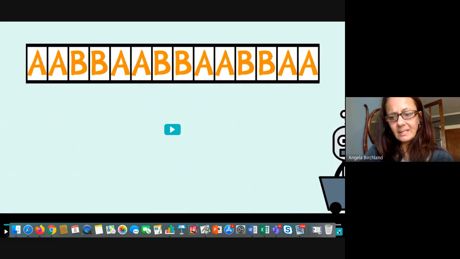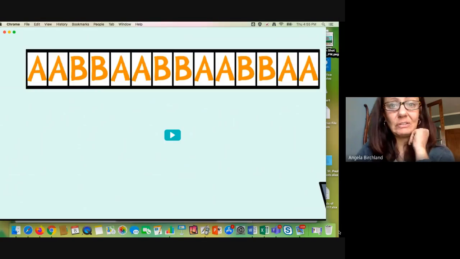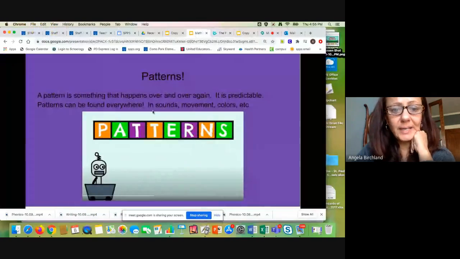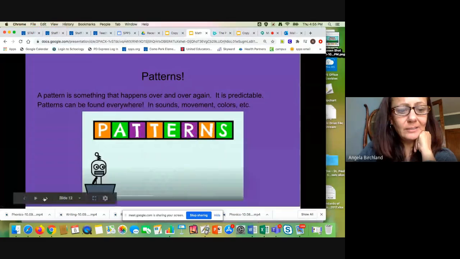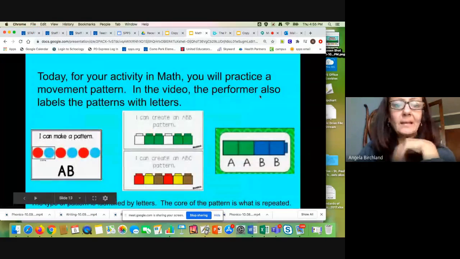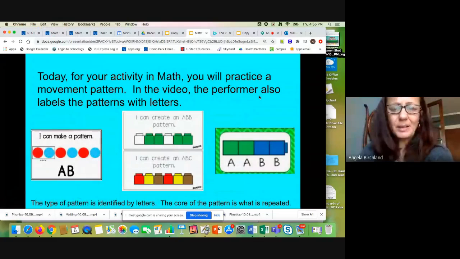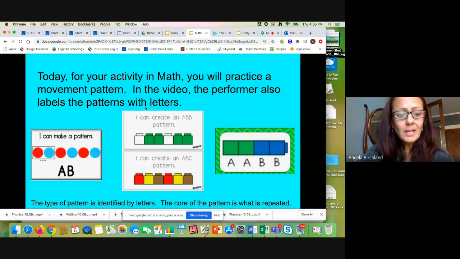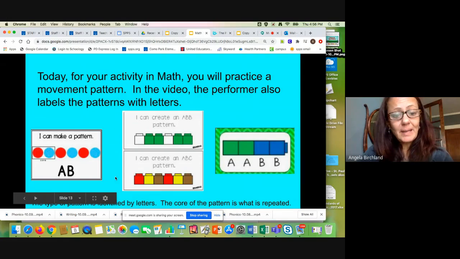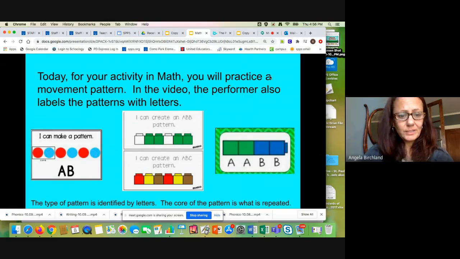Okay. So that was cute to look at, and it's a fun way to practice. So let's take a look at the next slide. For your activity in math, you're going to practice a movement pattern. As I said, you can find patterns everywhere. And in the video, the performer also labels the patterns with letters. As I was talking to you earlier, the type of pattern is identified by a letter. And then the core of the pattern is what is repeated.